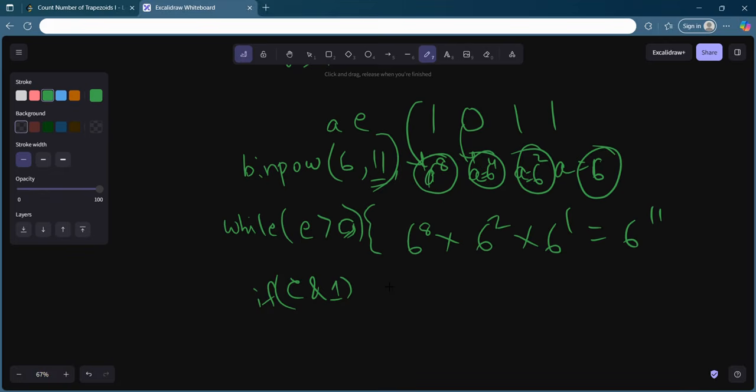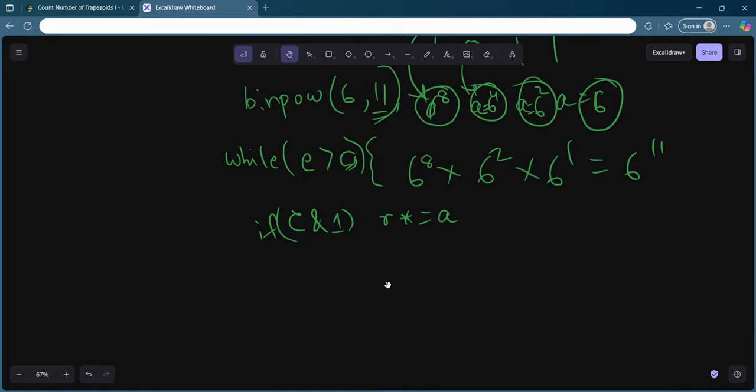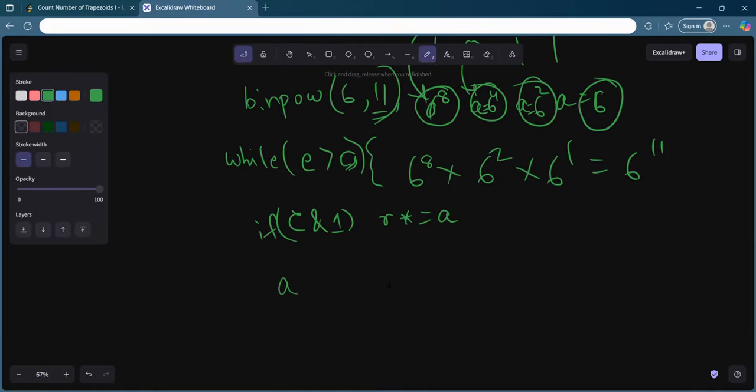You can just do e and with 1. If e and with 1 is true, then you can choose to multiply your result into equals to a. Otherwise, every time what you can do is a equal to a into a. What is this? I am doing a equal to a into a.